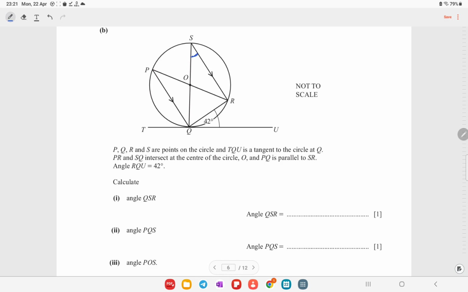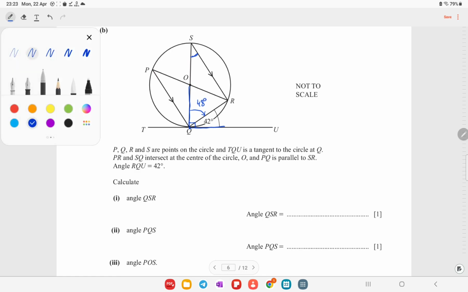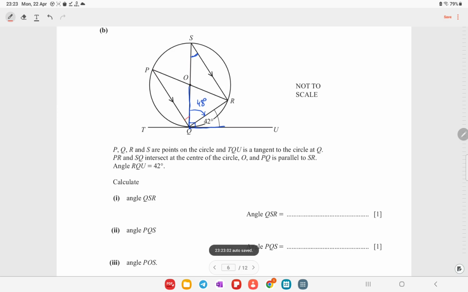So how would you do this thing? Let's give it a try. Okay, so basically, you need to look into this, that this is a tangent line. So this is 90, it's a right angle, a 90-degree angle. So this is going to be 90 minus 42, which is going to be 48 degrees. And then you can easily see that this is another right angle triangle over here. So 90 minus 48, again 42.